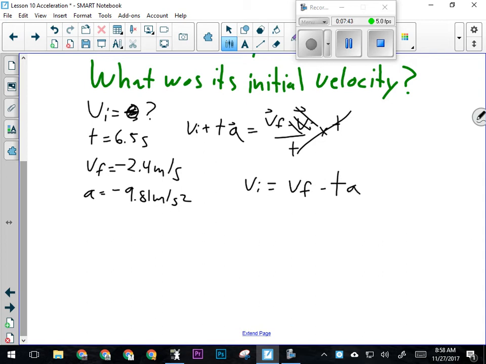Here is the other way we can think about that. When we first started that manipulation, we had T times A equals VF minus VI. So in other words, T times A equals the change in velocity. If I take my final velocity and subtract how much it changed by, that should leave me with VI. Agreed? In the same way that if I take VI and add the change, I should get VF. That's kind of the logic behind that movement.